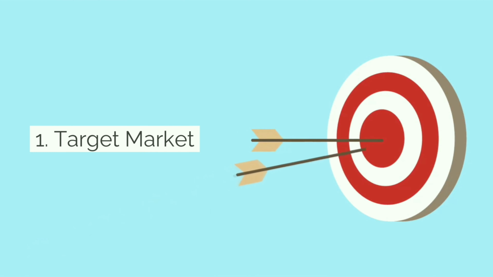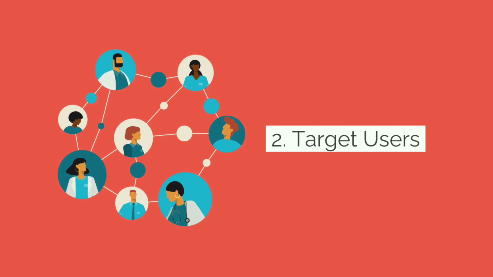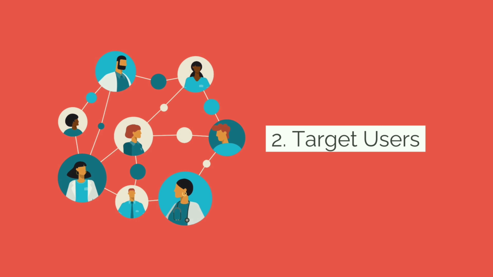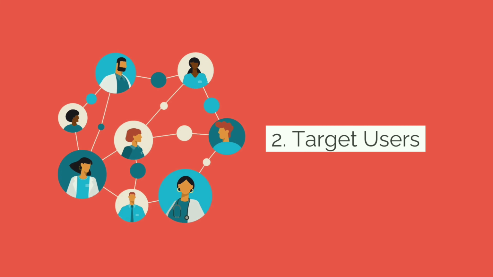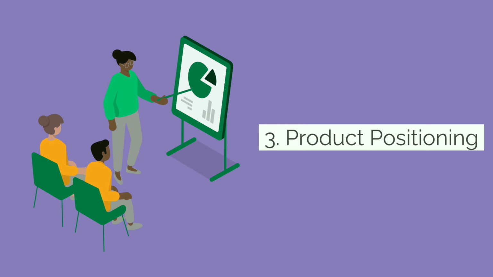Number 1, target market. Define your target customers or market. Number 2, target users. Figure out who you will be marketing to and what your target demographic looks like. Number 3, product positioning. Describe how potential clients will see your products in relation to competitive products.